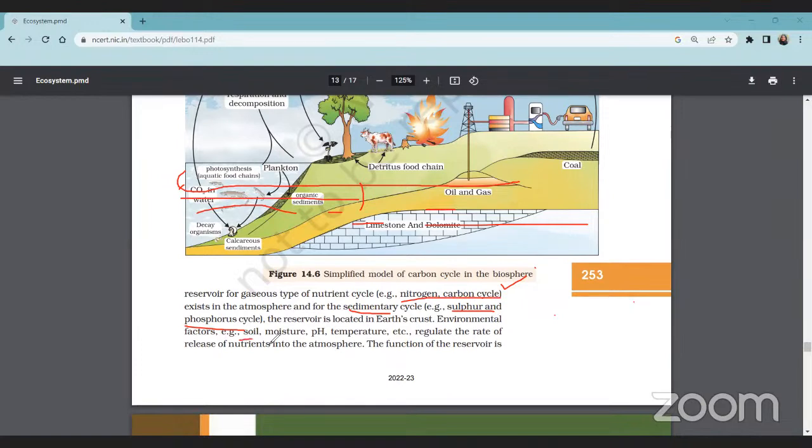Environmental factors like soil, moisture, pH, temperature, etc. regulate the rate of release of nutrients into the atmosphere. These are the environmental factors: soil, moisture, pH, temperature. They all regulate the rate of release of nutrients. Okay, nutrients like nitrogen and carbon are released into the atmosphere.